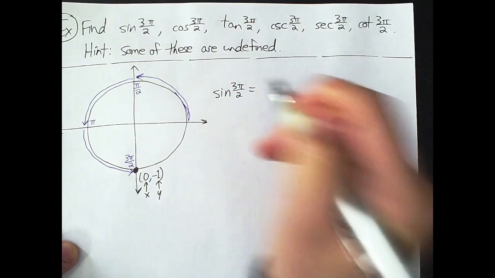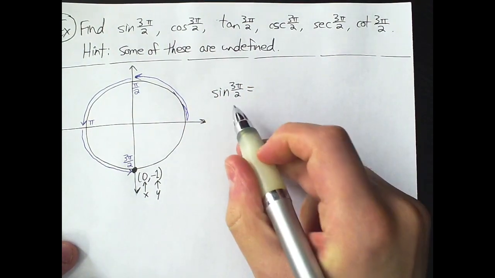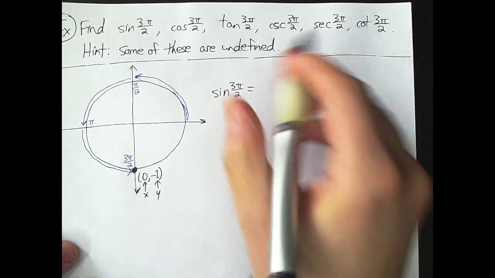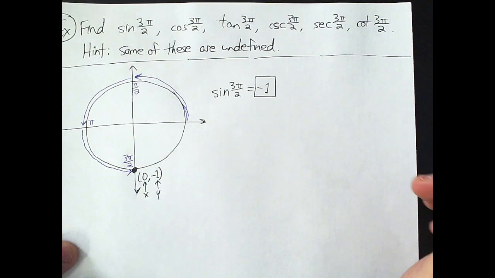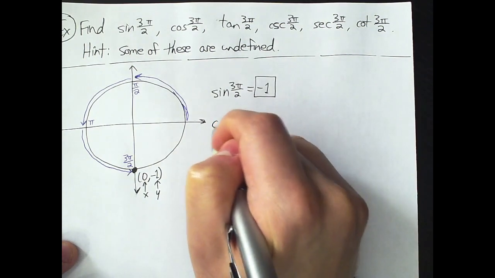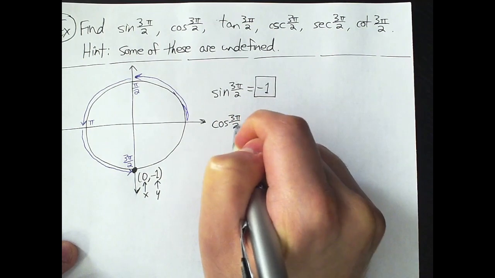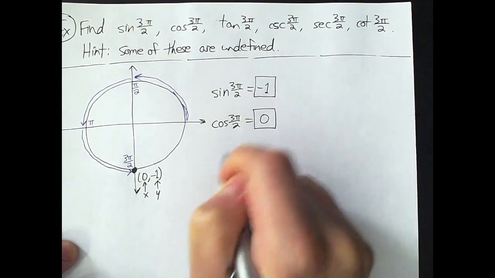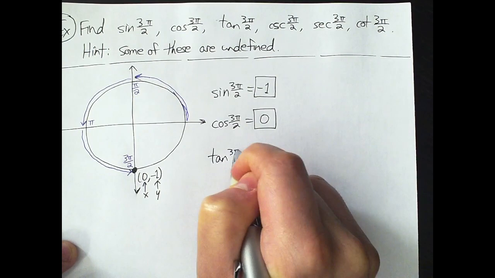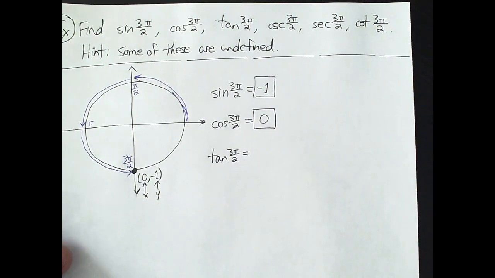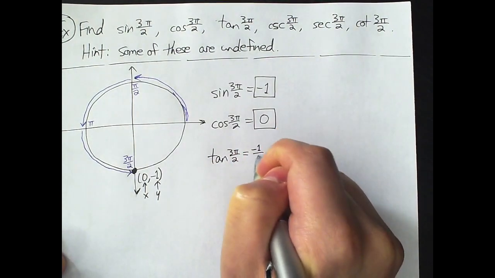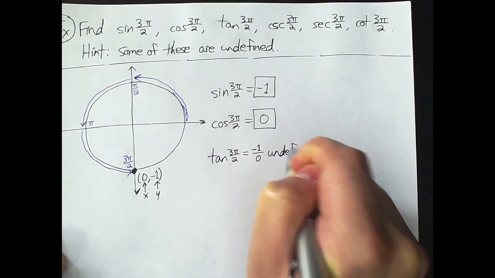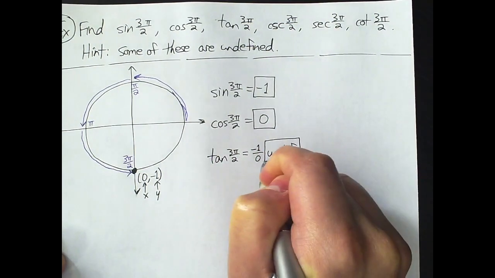Some of them will be really fast. Sine of 3 pi over 2 is simply just the y coordinate. Cosine of 3 pi over 2 is simply the x coordinate. Tangent of 3 pi over 2 is y over x. Y over x. That is undefined because we're dividing by 0.